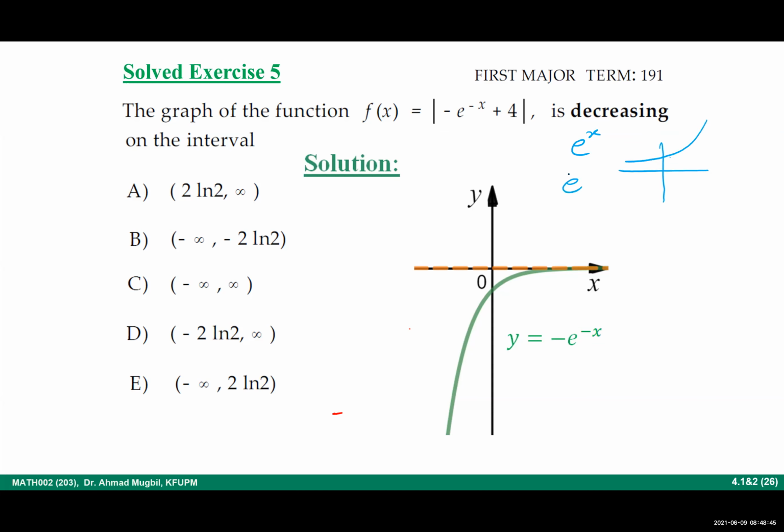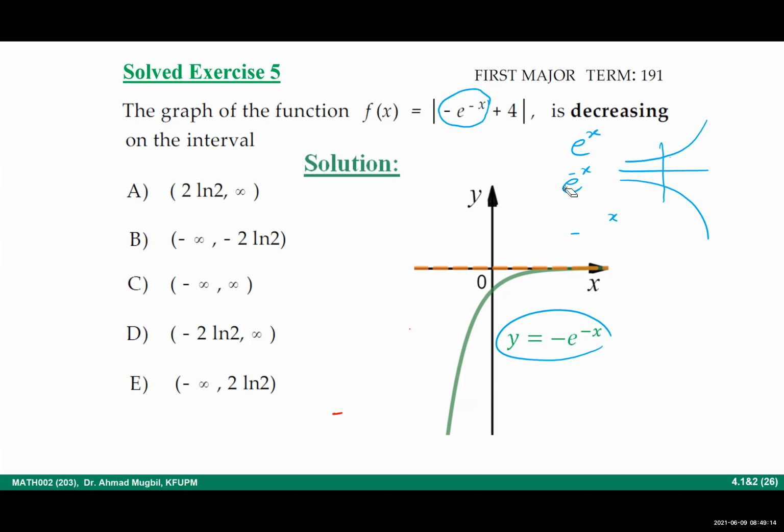Sketch the graph of e to the power negative x. Here it is. It will be reflected in the x-axis. This is e to the power x. Then negative e to the power negative x, which will be, of course, reflected in the y-axis. It should be like this. Revise, ya Shabab, the slides that I gave you, the 4 cases. So this is the graph of this part.